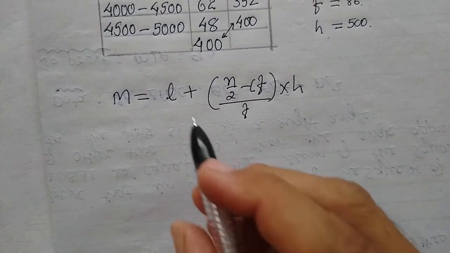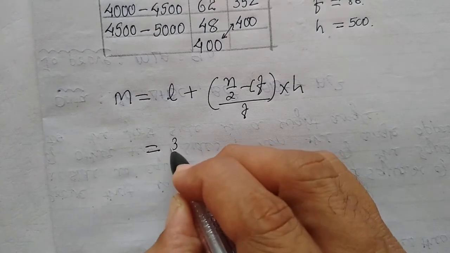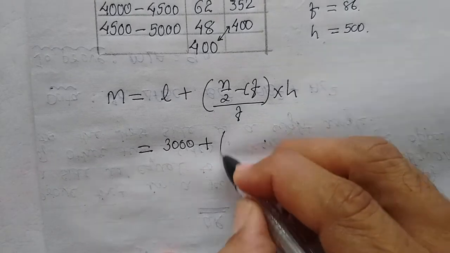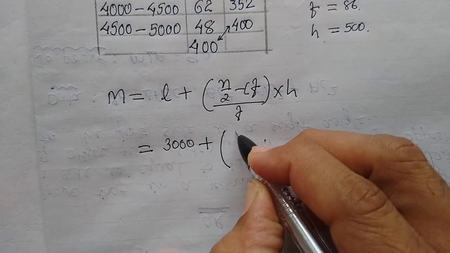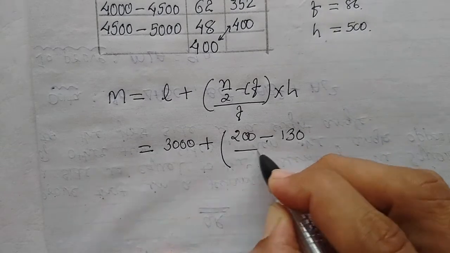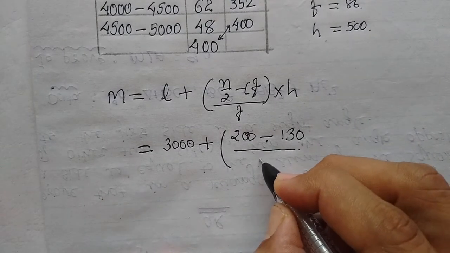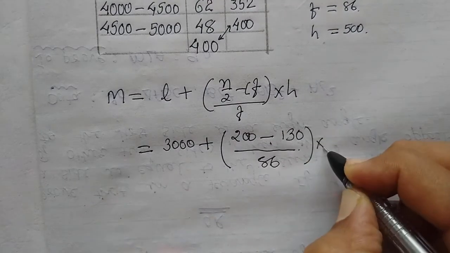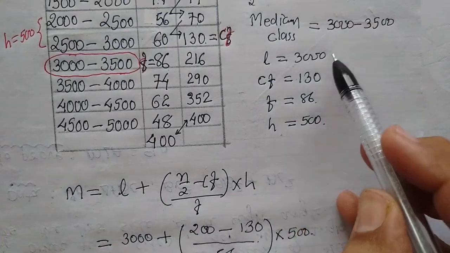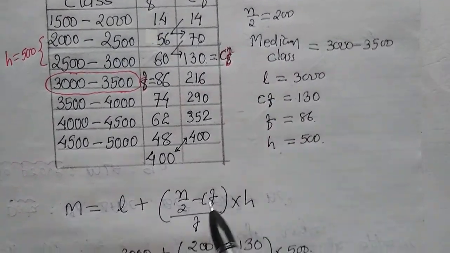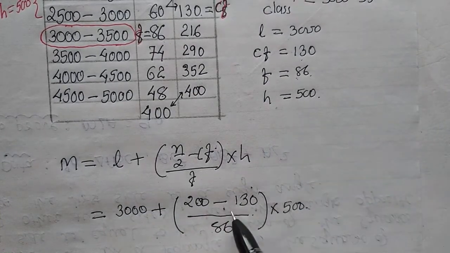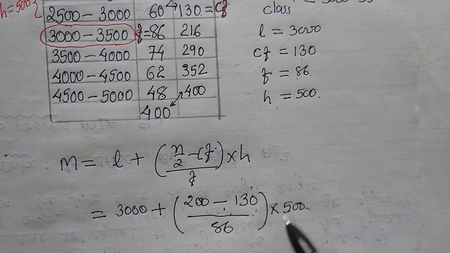Now this is the formula, children. L equal to 300 plus n by 2 minus CF upon F into H. n by 2 is here 200, CF is 130, F is 86, H equal to 500. Simplify it.